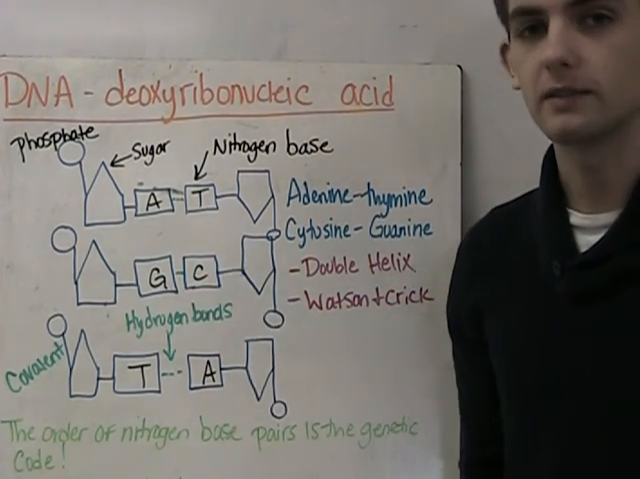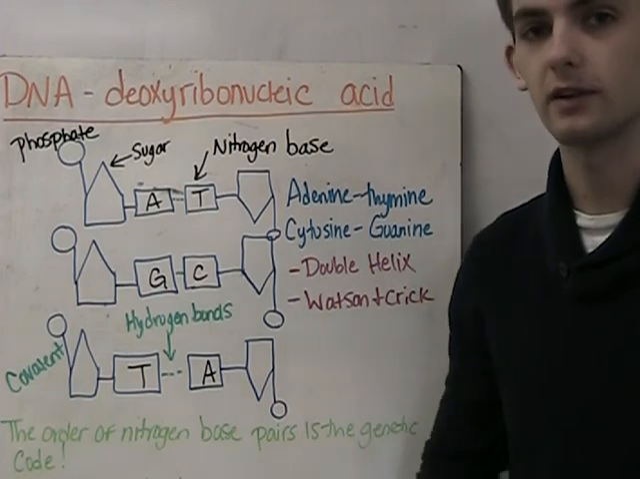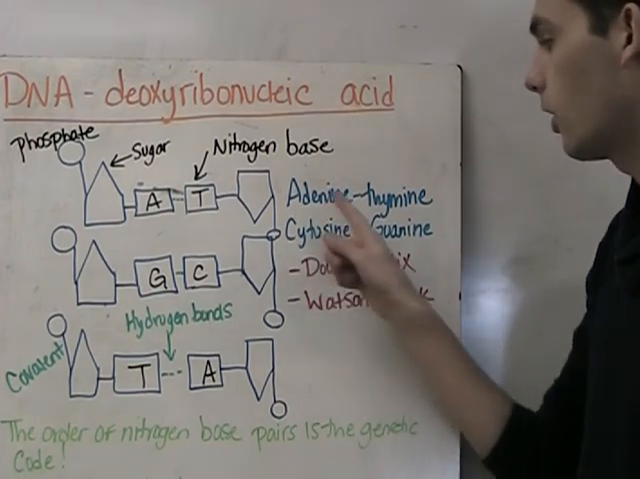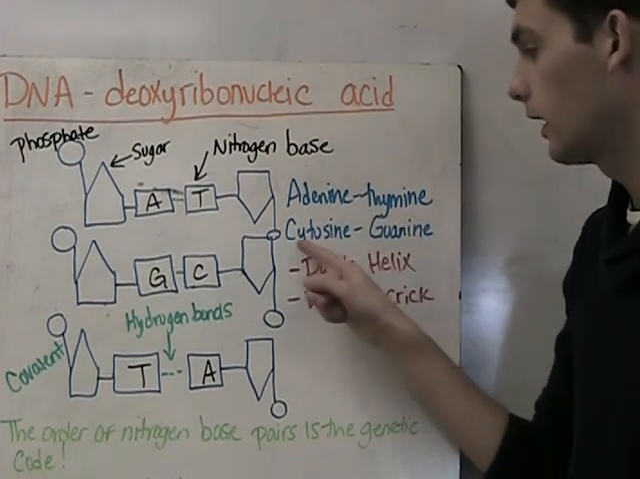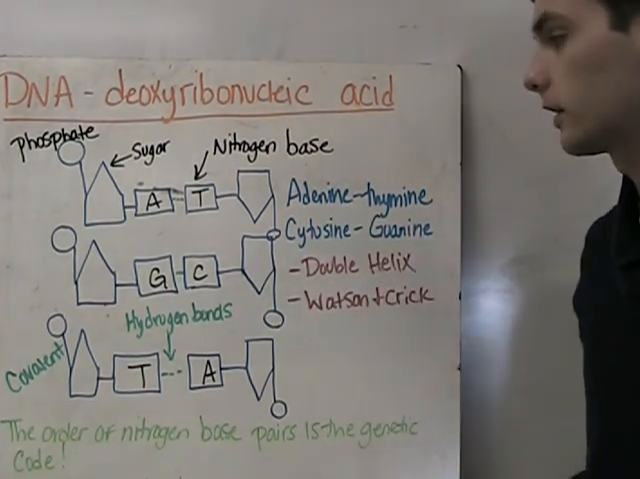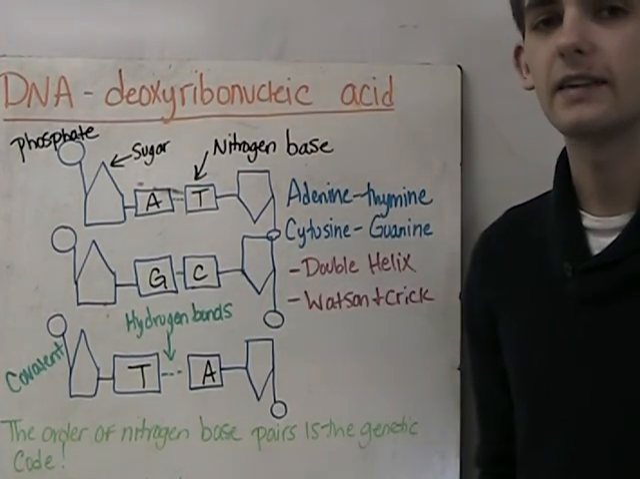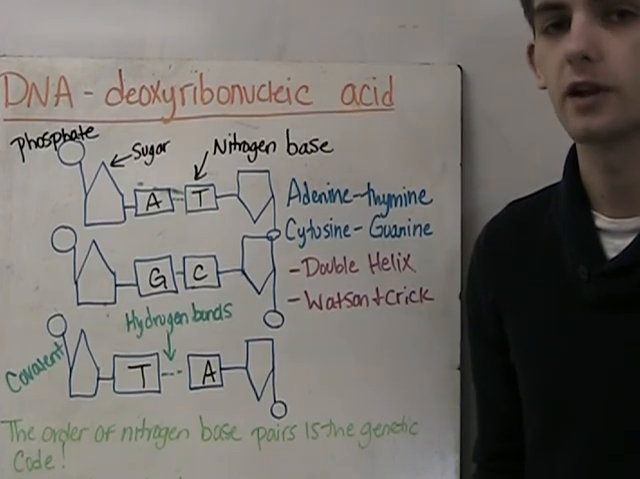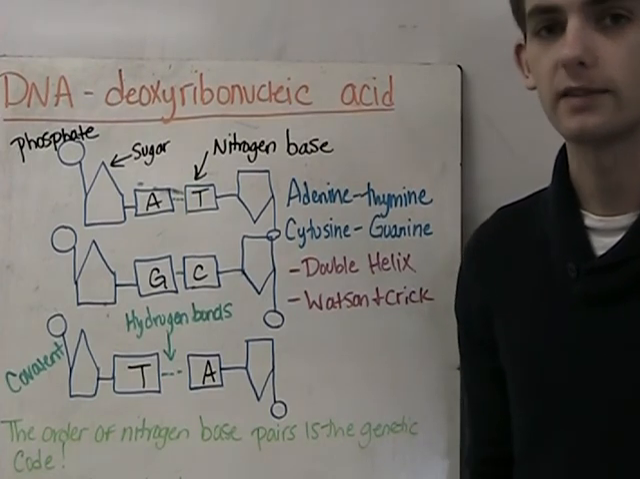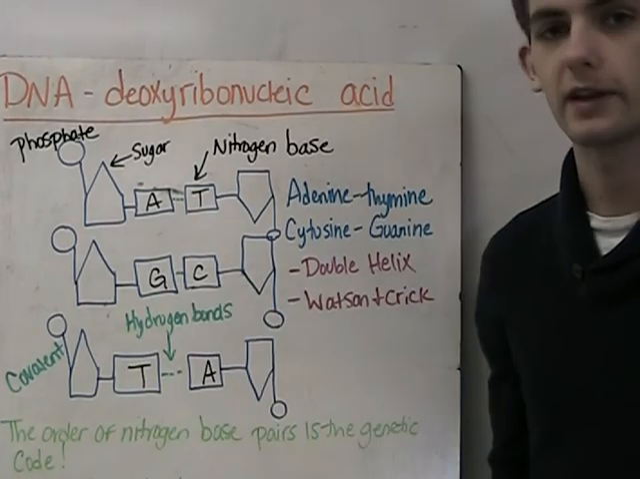Each nitrogen base pairs with a very specific nitrogen base. Adenine always bonds to thymine, and cytosine always bonds to guanine. DNA has a double helix structure, which was discovered by 2 scientists, Watson and Crick. It also kind of looks like a ladder.